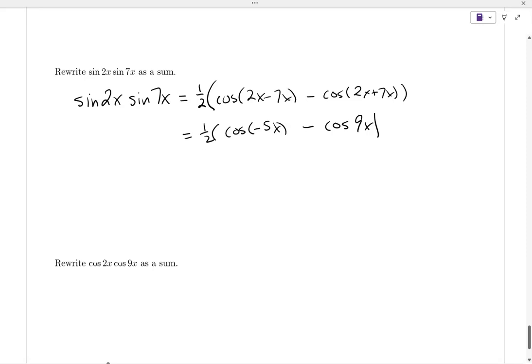And then just to remind again, if you have cosine of the opposite of an angle, what can you do with the negative? Take it out. Just make it go away, right? Because cosine's an even function. So cosine of the opposite of an angle is just the cosine of that angle. Okay. So we can just rewrite this as 1/2 cosine 5x minus cosine 9x.